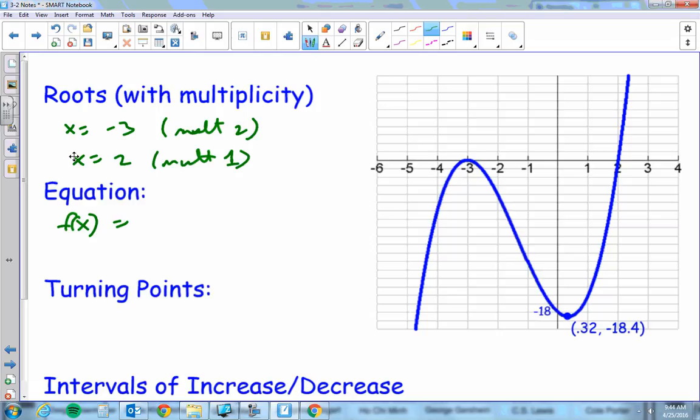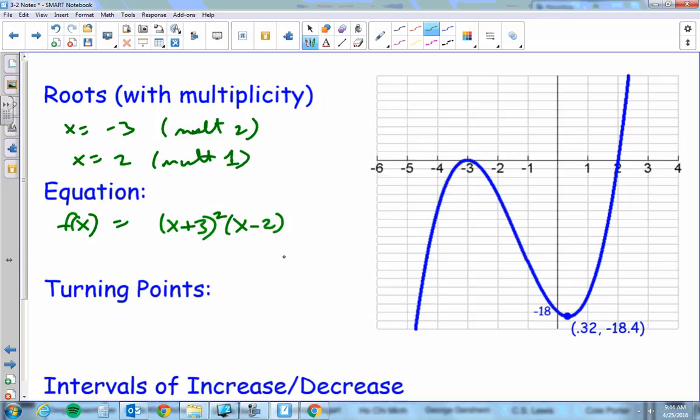Now you're supposed to write the equation. So if negative 3 is a root, plus 3 is a factor, and 2 gives you x minus 2 as a factor, and x plus 3 is supposed to have an exponent of 2 because its multiplicity was 2, but x minus 2 is 1, which I won't write.